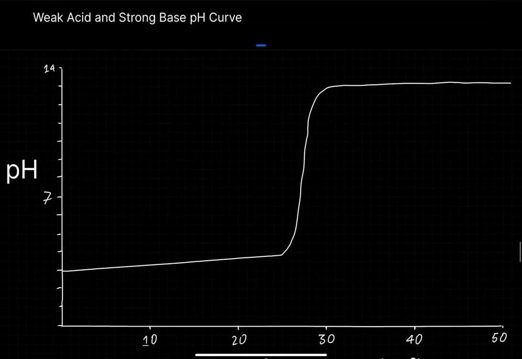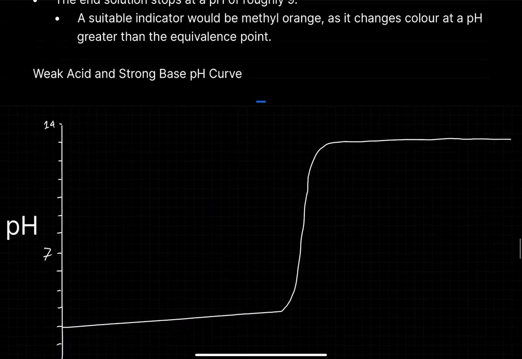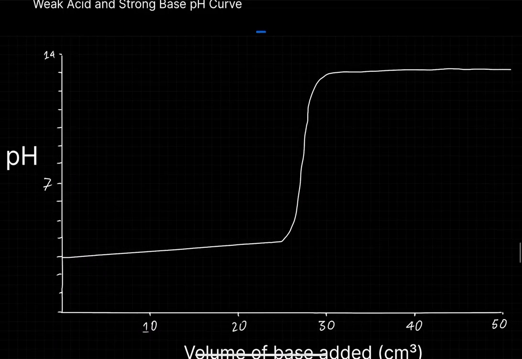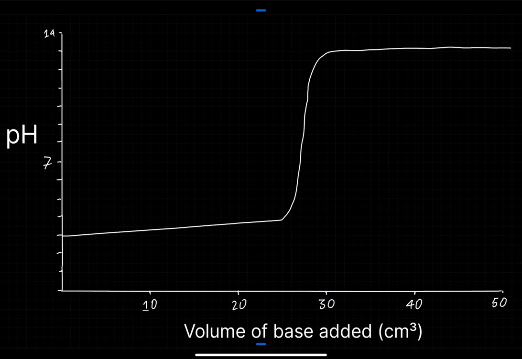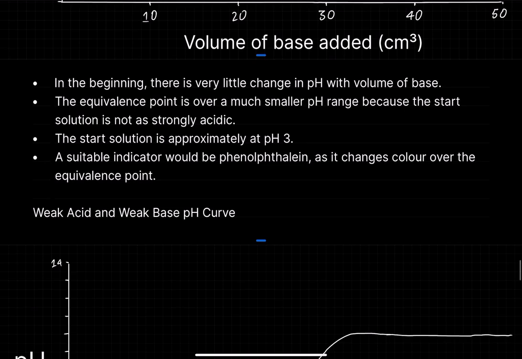Right, so next one is a weak acid and strong base pH curve. As you can see from the graph here, it's very, very similar to the previous graph, but also a bit different. The main difference overall is just the fact that the graph is shifted up the y-axis. That's really it. In the beginning there's very little change in pH with volume of base, which is pretty much the same for most of these acid-base titrations, but the equivalence point is over a much smaller pH range because the start solution is not strongly acidic.